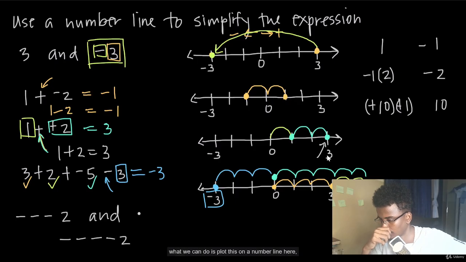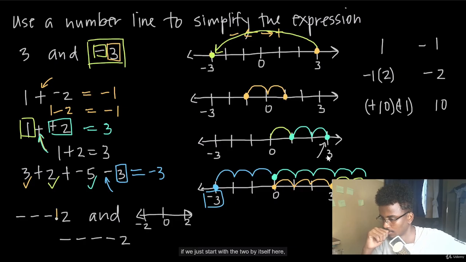What we can do is plot this on a number line here. So if we take this first example and we say that this is 0, this is positive 2, and this is negative 2, if we just start with the 2 by itself here, then we know we're starting here at positive 2. When we add to that our first negative sign, we're going to take the opposite. So in other words, negative 2 means the opposite of positive 2. So we come over here to negative 2.